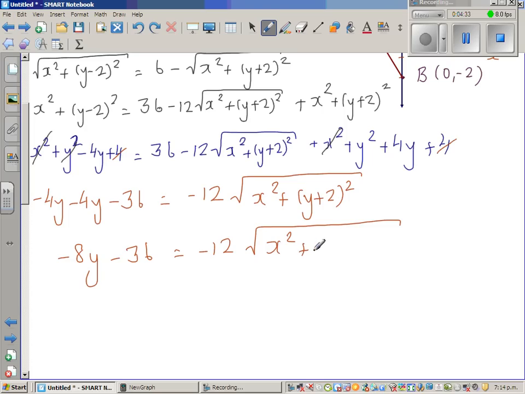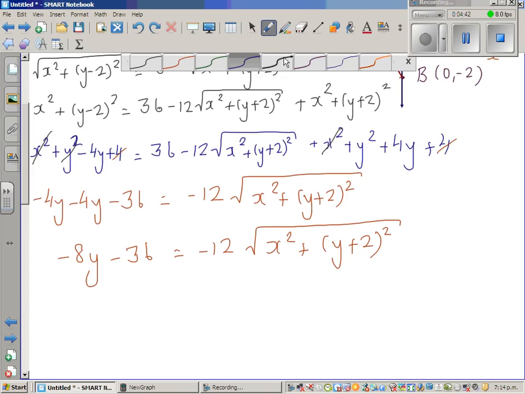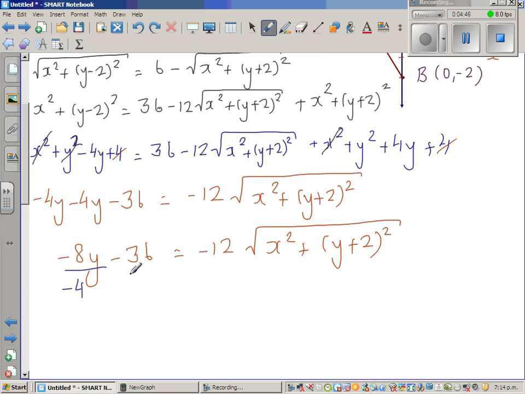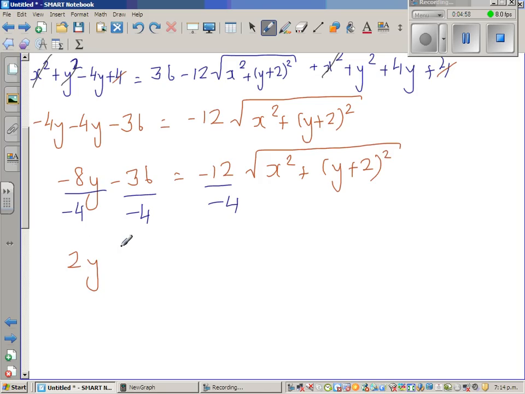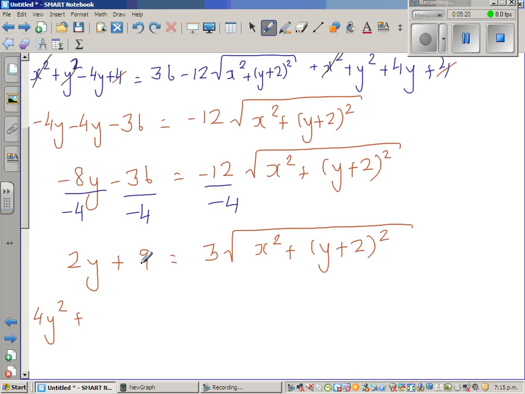So now think, how can you make this a bit simpler? Which number goes into 8, 36, and 12? Well, we can divide this by negative 4, this by negative 4, and this also by negative 4. So negative 8 divided by negative 4 is 2y, and this is 9, plus 9 is equal to 3 times the square root of x squared plus (y plus 2) squared. So again, squaring both sides, you get 4y squared plus 36y plus 81 is equal to 9 times (x squared plus (y plus 2) squared).